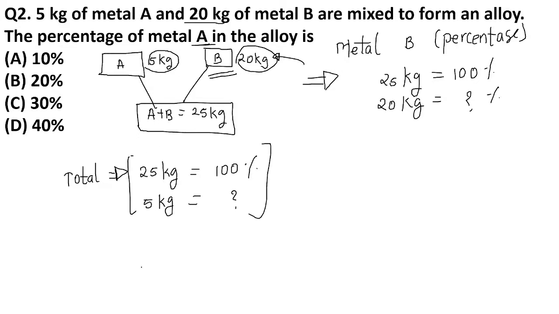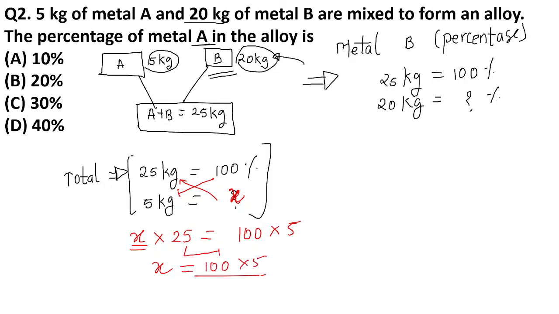Okay. So now, how to do the calculation? We do cross multiplication here. Let this value be x. So x into 25 is equal to 100 into 5. We have to find the value of x. Take 25 to the other side. So this will give me 100 into 5 divided by 25. 25 fours are 100. 5 fours are 20. So 20% is the correct answer. Two students have replied. One is Chandan and another one is Bhuyan.